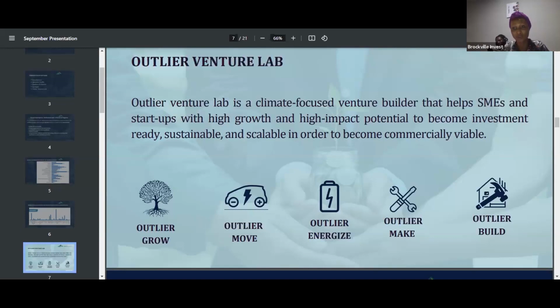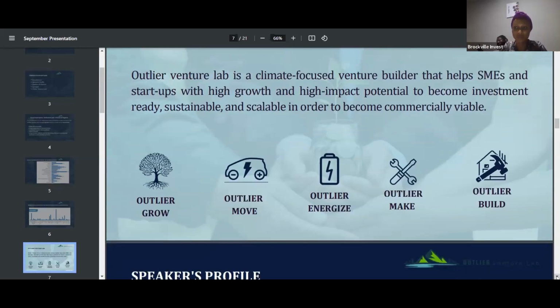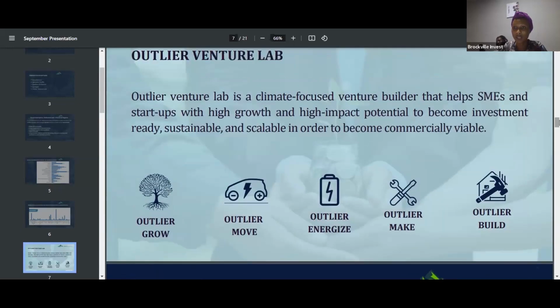Outlier Energize, Outlier Make, and Outlier. All right, so business of the day. We are on our topic, so we have our speakers here.